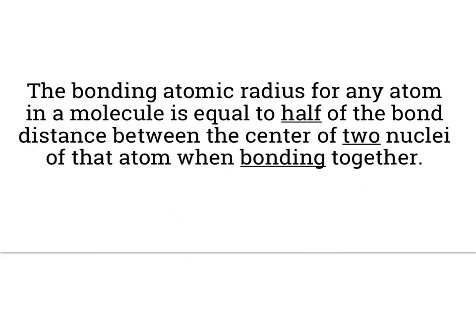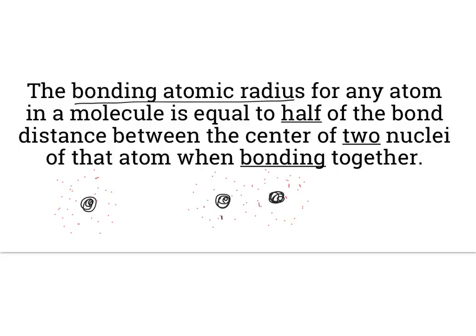So, the bonding atomic radius for any atom, that's kind of a vocab term that we'll be using for a bit, is equal to half of the bond distance between the center of two nuclei of that atom when they're bonding together. Basically, it's kind of hard to figure out the radius of this atom because the electrons are moving. It's just kind of annoying. It's a little bit easier to find it if it happened to be bonded together, especially with the same self. It doesn't quite have to be, but for this case, I'm going to.